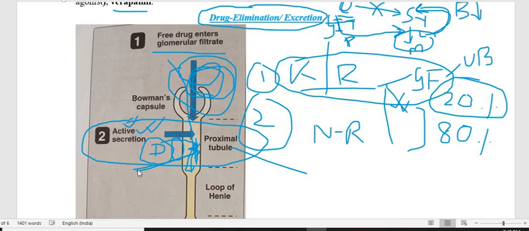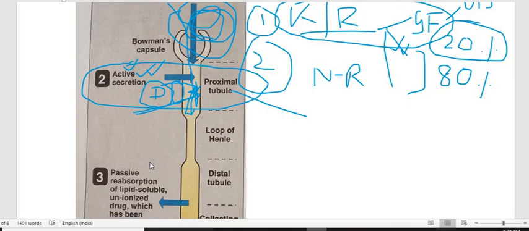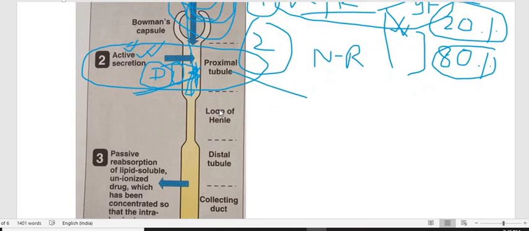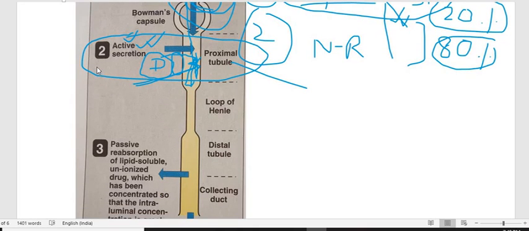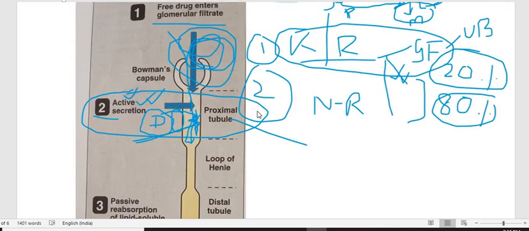With the help of that, the drug is going to come into the proximal tubule, and thereafter it will be excreted out. This accounts for about 80% of the drug. Another interesting point is that the drug coming through this active tubular secretion is usually bound. In the first process we discussed the unbound form, but here the drug is bound with plasma protein, and therefore it will come through this way.